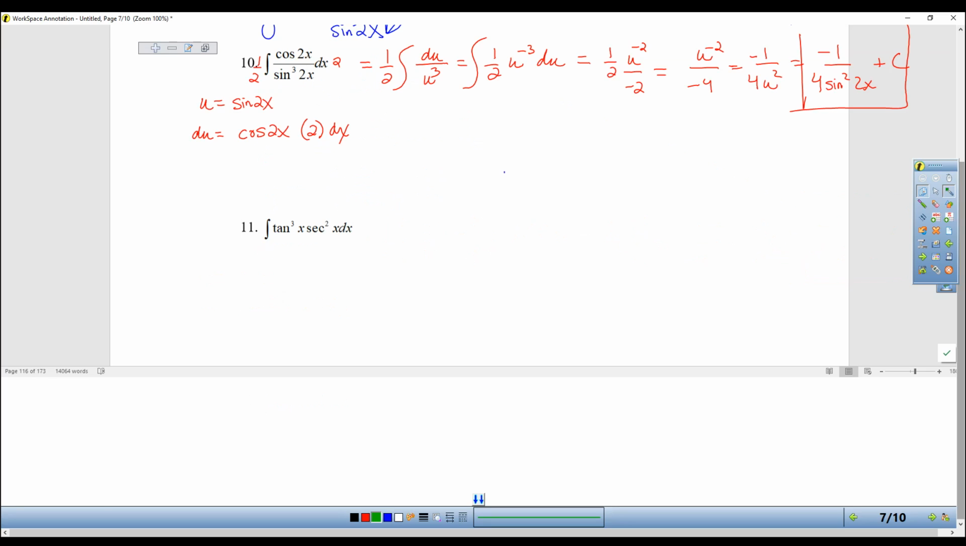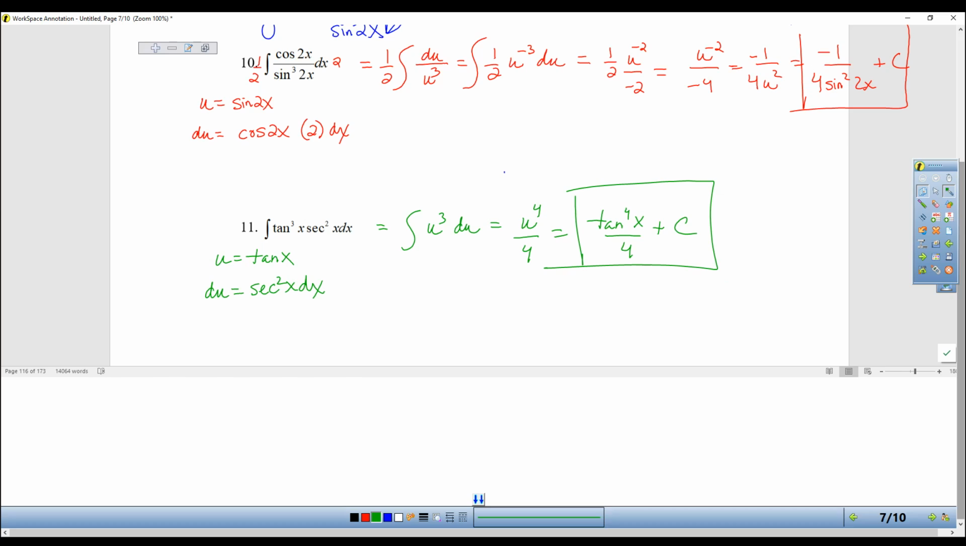All right, next one. I'm going to make u my more complicated one, but not the complicated part, just tangent. So my goal is to make this into u cubed. My du is equal to secant squared dx. This one worked out so lovely. Sometimes that happens, right? It looks so complicated, but if u is tangent, du is secant squared. It's right there, du. This just becomes u to the 4th over 4. So this becomes tangent to the 4th x over 4 plus c.